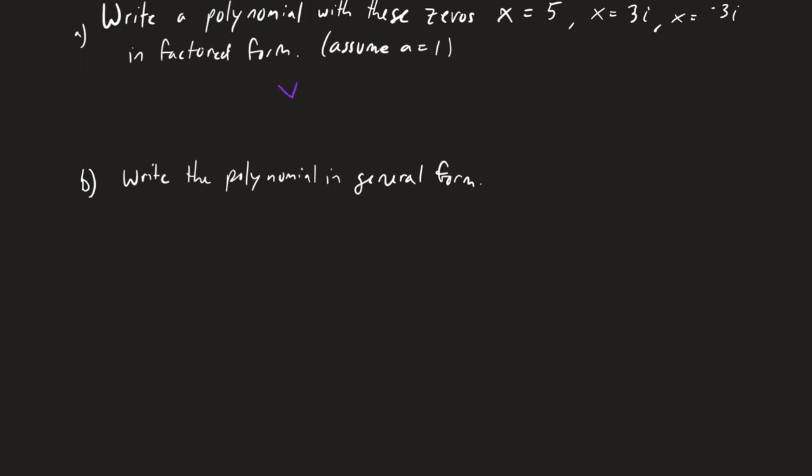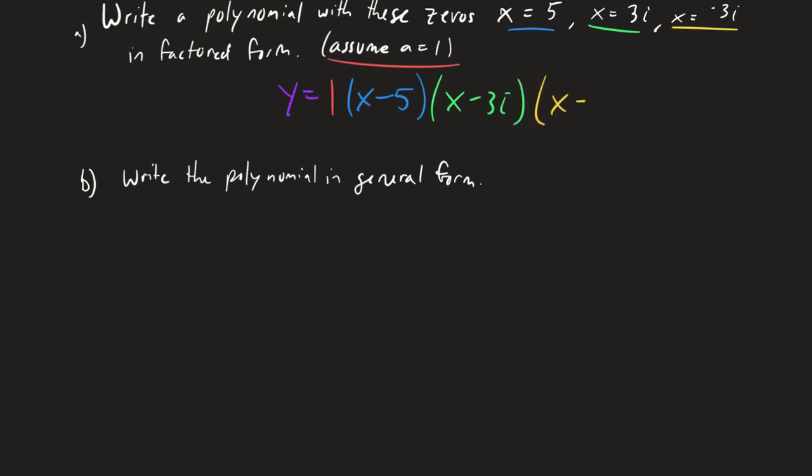Like we're just going to start off the same way, that y equals, but a is 1, right? So I just put a 1 there, but we're not going to need that. So then x equals 5, that's going to be x minus 5. And then x equals 3i, so it'll be x minus 3i. And then x equals negative 3i, so it'll be x plus 3i. So just watch your signs there. So there's our factored form. And I do not need that 1 there, so really the best way to write that would be like that. And so to go from factored form to general form, we want to distribute.